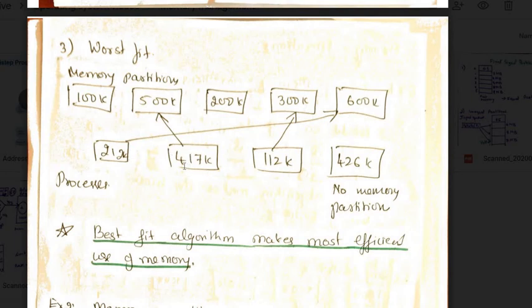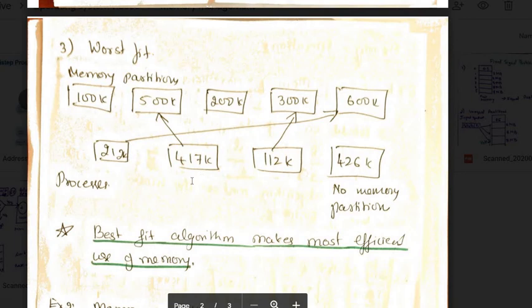Next comes 417. So I can allocate to the next highest, 500. So next one is 112. I can allocate to 300. Whereas 426, there is no partition left to satisfy this process request. So what happened? This has to wait until one has to be freed. So according to this, the best fit algorithm makes the most use of the memory, and also none of the processes are waiting when you use the best fit algorithm.